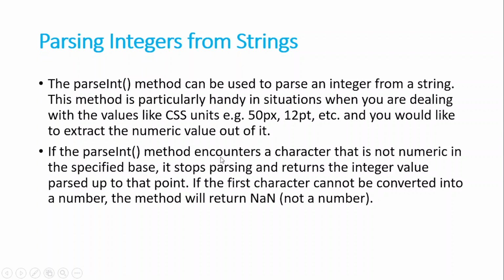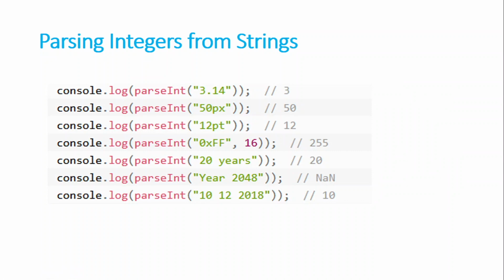If the parseInt method encounters a character that is not numeric in the specified base, it stops parsing and returns the integer value parsed up to that point. If the first character cannot be converted into a number, the method will return not a number. So it will result in not a number if we are parsing a string which is not a number. Make sure you add the numbers at the starting, otherwise it will not give you the right result.